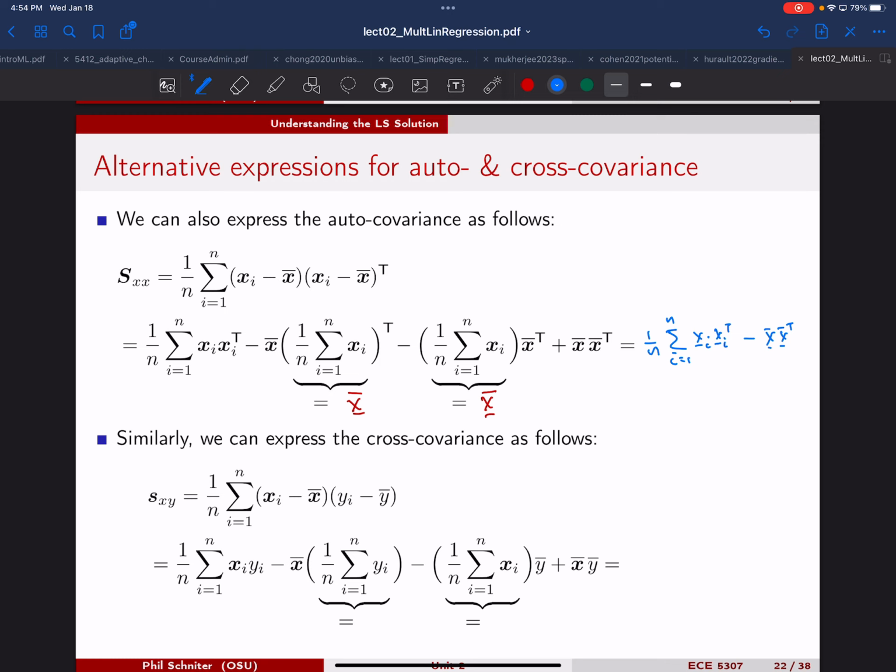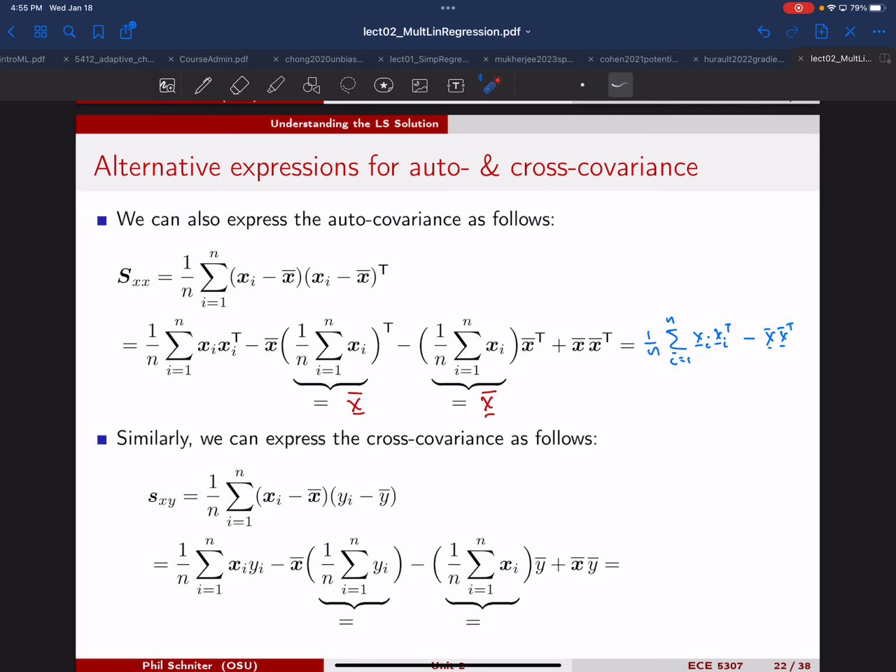Okay, and of course, if you want, you could move this to the other side, and you could say that whenever you have this average of x_i x_i transpose, that's the sample covariance plus the outer product of the sample mean with itself.